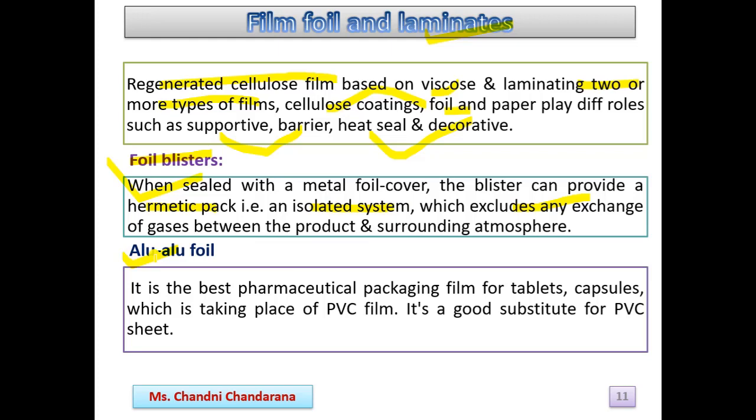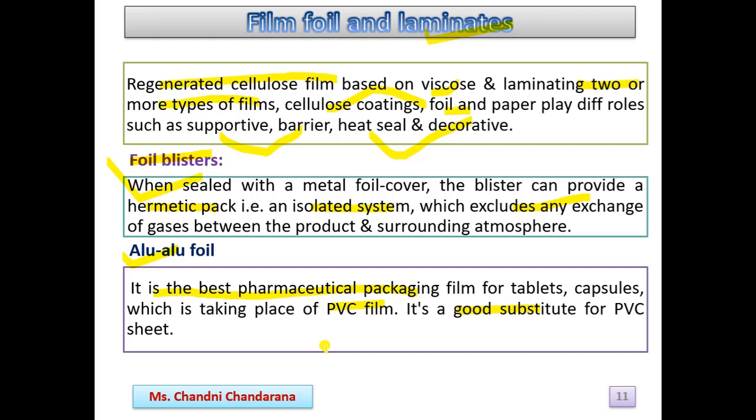And the second one is aluminium foil. It is the best pharmaceutical packaging film for tablets, capsules, or pills also, and it is taking the place of PVC film, the polyvinyl chloride film. We can use aluminium foil for tablets, capsules as well as pills. So it is a good substitute for PVC sheet. So these are the types of closures and designs of closures which we can use for parenteral preparations.